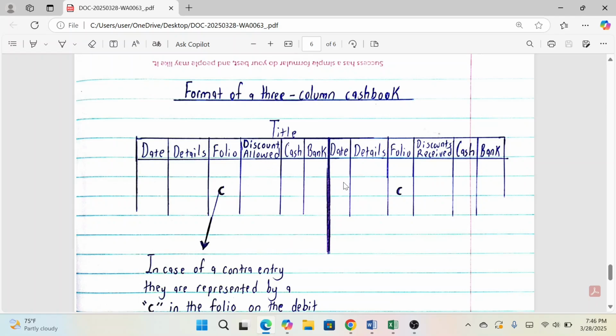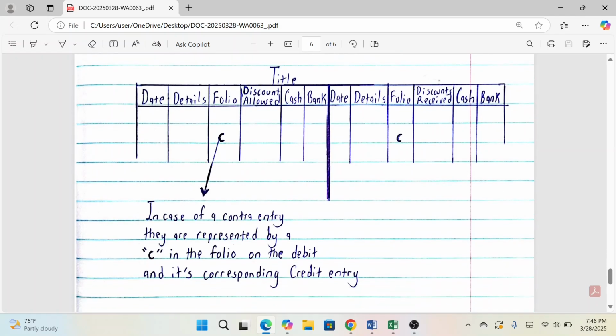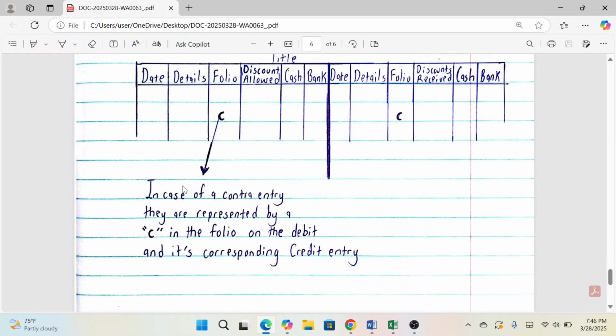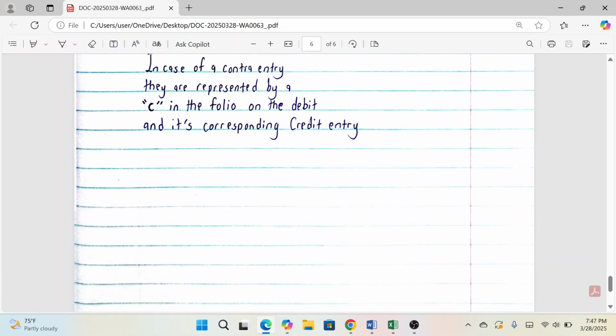And this contra entry, I have already explained how applicable it can be on this three-column cash book. Furthermore, in case of a contra entry, it is represented by a C in the folio on the debit side and its corresponding credit side. This is to show that maybe cash moved, if cash is losing, from the cash at hand to the bank, and the bank gained. So that is a contra entry.